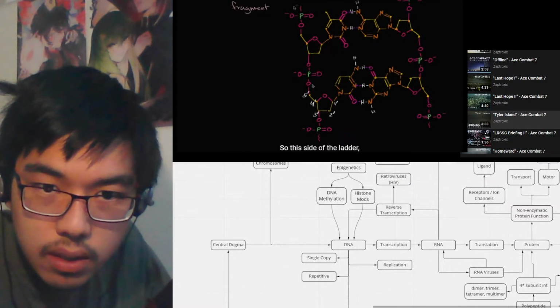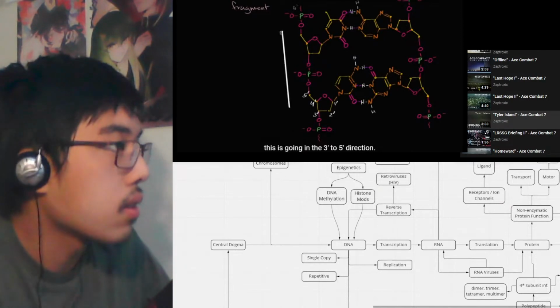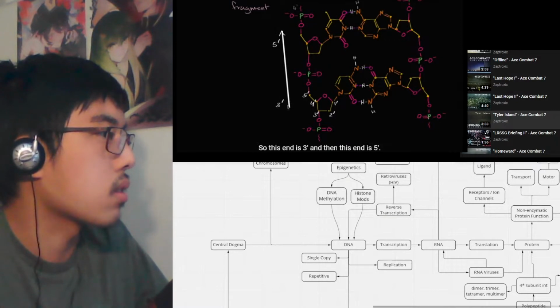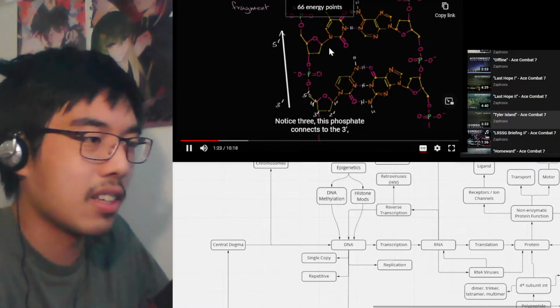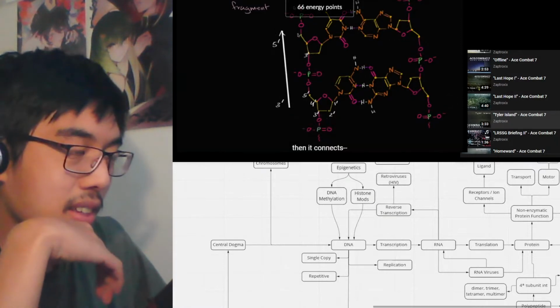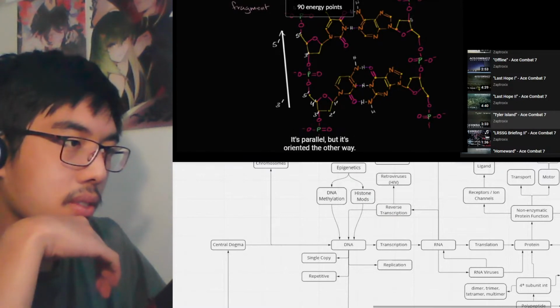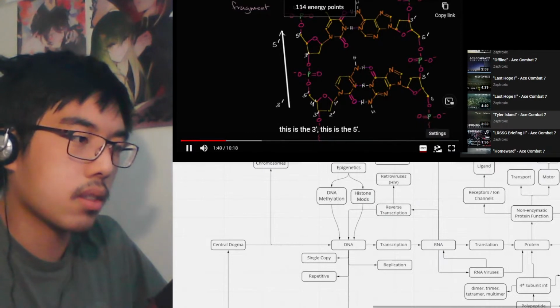So this side of the ladder, you could say, is going in the 3' to 5' direction. So this end is 3'. The 5' connects to a 3', and then you go to the 5' connects to a phosphate. Now on this end, as it says, anti-parallel. It's parallel, but it's oriented the other way. So this is the 3', this is the 5', this is the 3', this is the 5'.